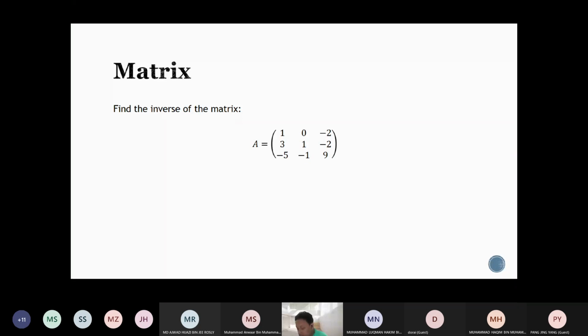So in matrix, you can define matrix. Dia boleh pilih matrix A, matrix B, or matrix C. Let's say I'm choosing define matrix A, and then choose the size. Size dia 3 by 3. So you just fill in the matrix with the matrix given in the question. So 1, 0, negatif 2, 3, 1, negatif 2, negatif 5, negatif 1, 9.